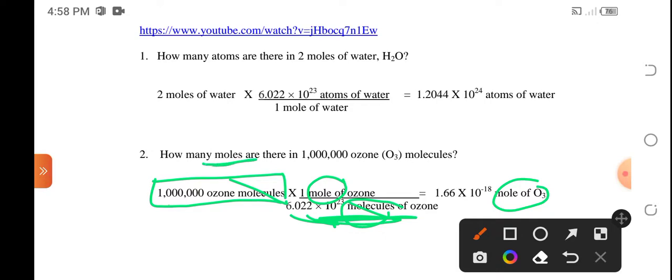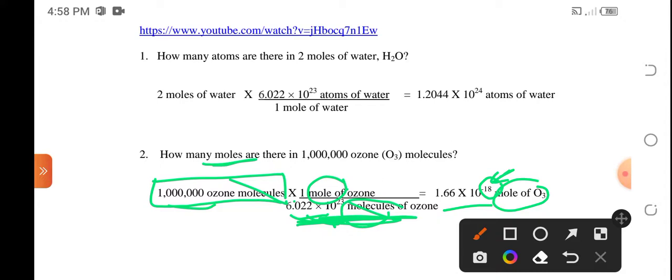Okay, so 1 million times 1 divided by the Avogadro's number. And of course, you're going to have 1.66 times 10 raised to negative 18. Okay, so huwag kalilimutang isulat din yung superscript or yung exponent kapag maglalagay kayo sa mga quizzes ninyo.